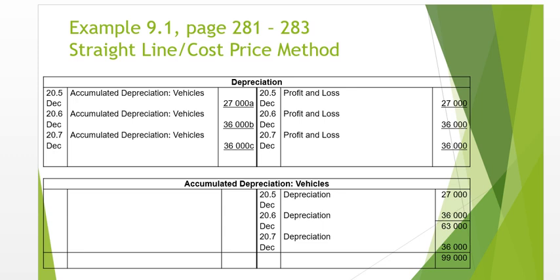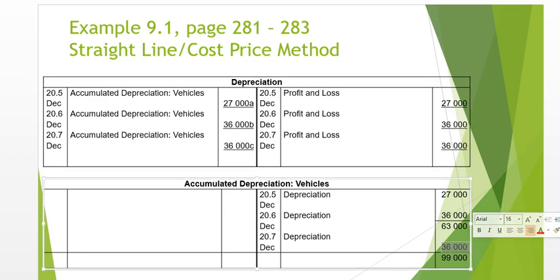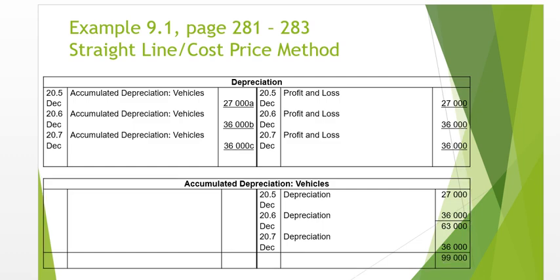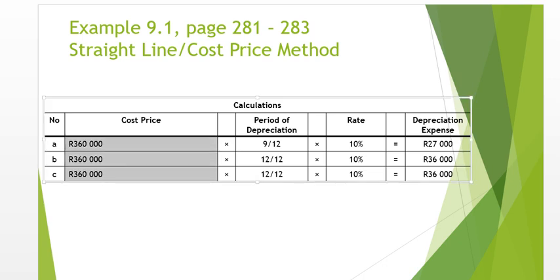For depreciation, we will debit 36,000 Rand on the 31st of December 2007, and that needs to go to our accumulated depreciation on vehicles account. And in our accumulated depreciation on vehicles account, we will credit 36,000 Rand from depreciation. So our total accumulated depreciation as at the end of 2007 will be 99,000 Rand. So that's looking at the straight line method. It's relatively straightforward. You just need to calculate your depreciation at the original cost price, and we also need to proportion it for the period of the financial year in which we held this vehicle.